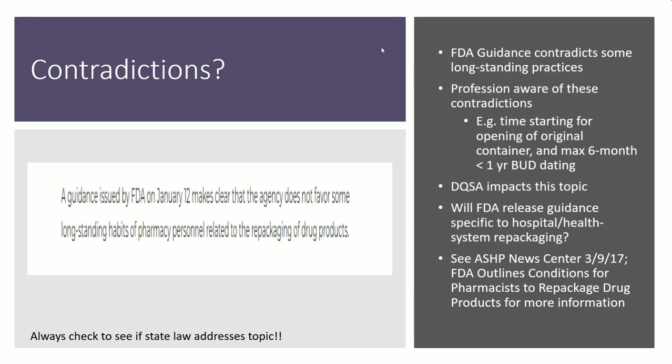So if you go to a facility and they're doing the 6 month and they start the counting as soon as the bottle opens, or if they're doing it the way it used to be, you may still see both out there, but the FDA is obviously the strictest. And a caveat is you always have to look at your state law, because sometimes state law addresses these topics as well too.